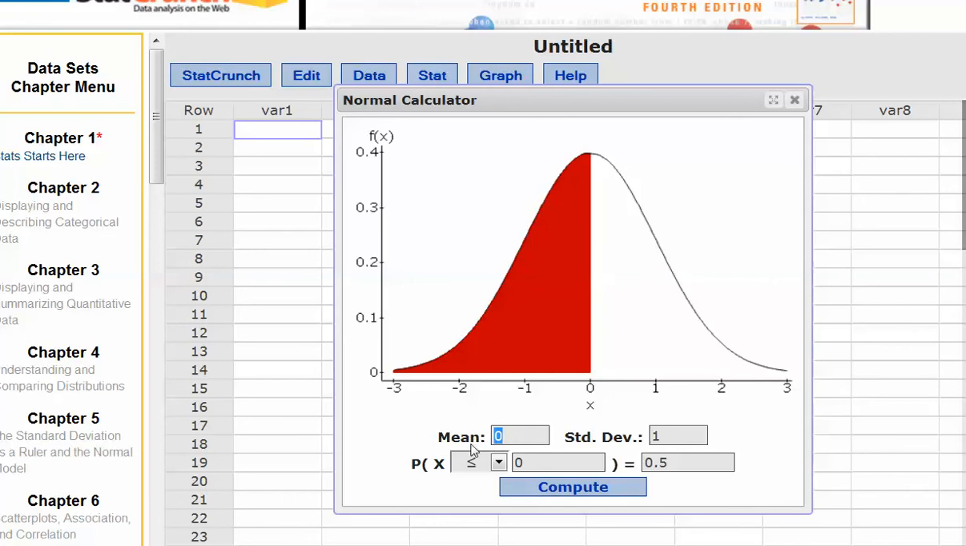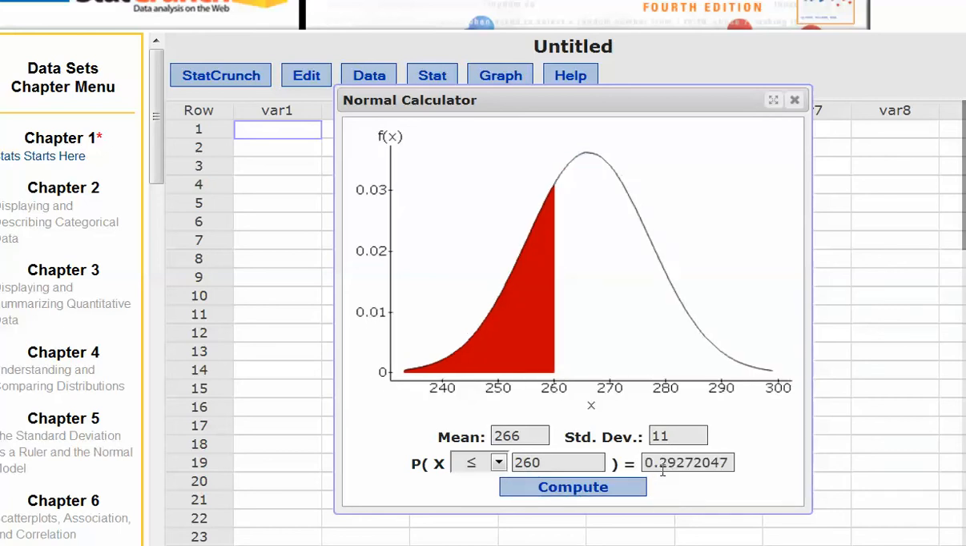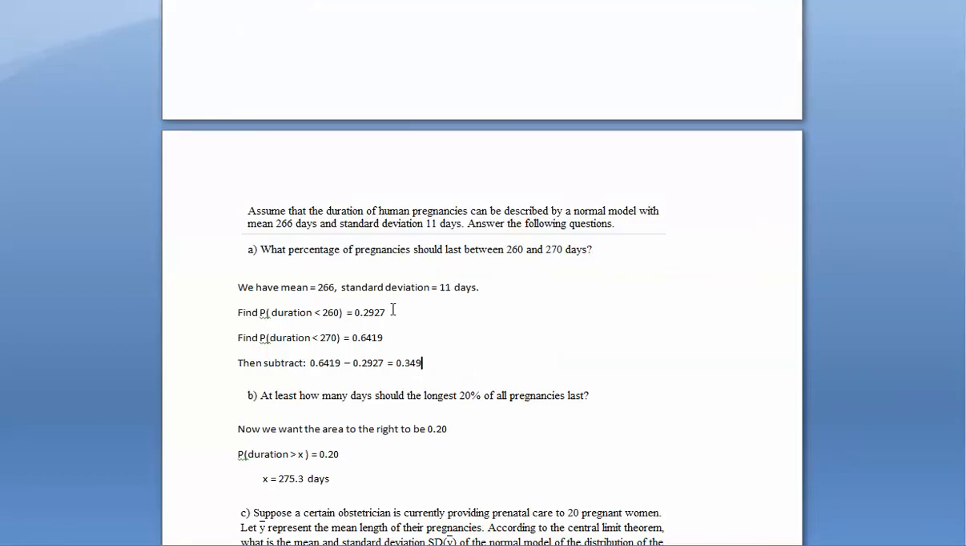Okay, and remember the mean was 266 days and the standard deviation was 11, and they wanted us to go between 260 and 270 days. So I'll do 260 first. So 0.2927. I'm going to calculate to put that down here. So the probability that the pregnancy lasts less than 260 days is 0.2927. And then go to 270.